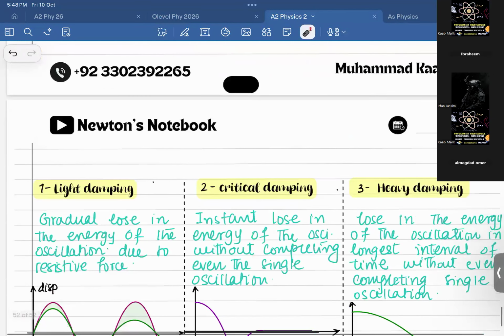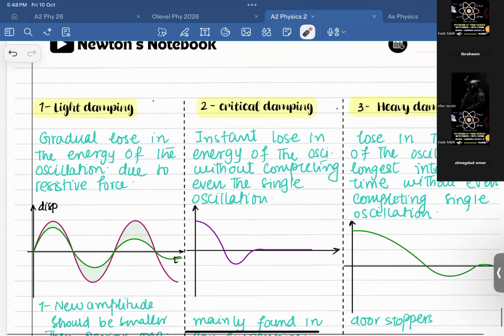So these are some of the types of damping. The first is light damping, which is asked like 100 times in the paper. If you have to define it, it is basically the gradual loss in energy. It is not an abrupt loss. It is a gradual loss in the energy of the oscillation due to the presence of a resistive force, right?